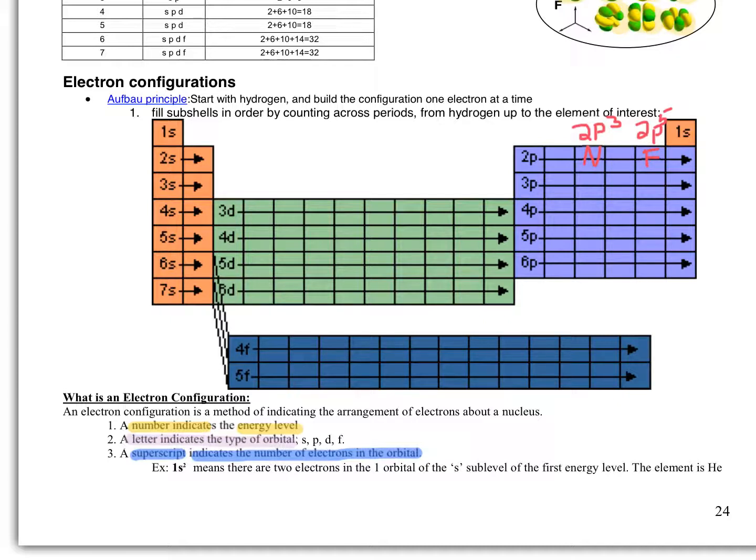So let's pick one further down. What if we did calcium? Calcium falls here on the periodic table. I would start at hydrogen like always. 1s2, 2s2, 2p, 6 blocks, 3s2, 3p, 6 blocks, 4s2. So my final configuration for calcium ends at 4s2.